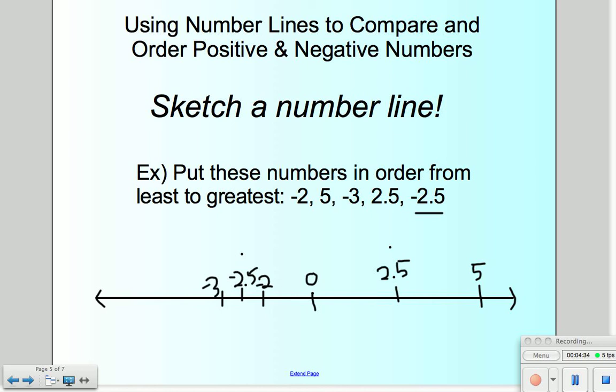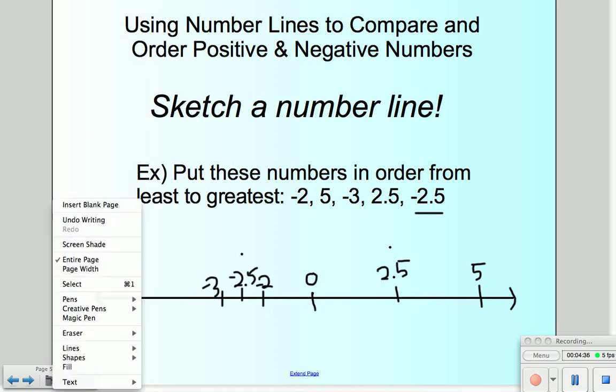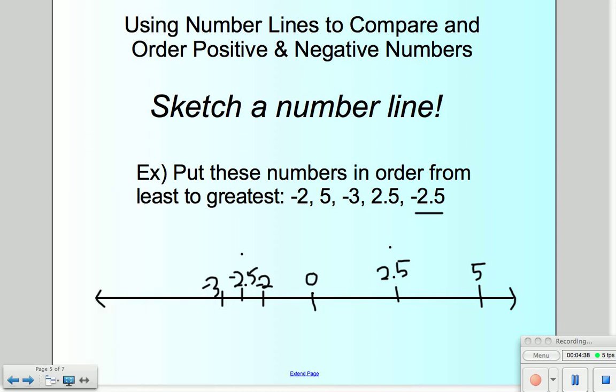Okay, so we now have a number line that we have very, very crudely drawn, and you can probably draw a much prettier version than mine. But we have all the numbers. We have negative 3, we have negative 2.5, we have negative 2. 0 wasn't given to us, but 0 is always a nice one to throw in there because it's the nice sticking point between positive and negative numbers. We have our 2.5 and our 5. Okay, so we have every single number here.